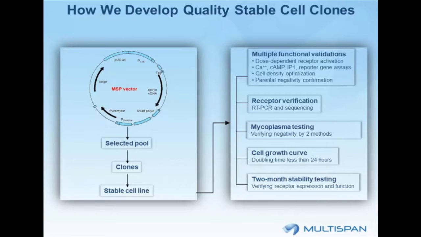We make sure that the cells grow in a reasonable manner, meaning that doubling time needs to be less than 24 hours. We also make sure that those cells are stable under our hands for 2 months with continuous culturing. And we validate that with receptor expression and function. That's actually really key, because that means that those cells are going to be good for whoever wants to use them. They're going to be stable in their hands if they use our protocol.